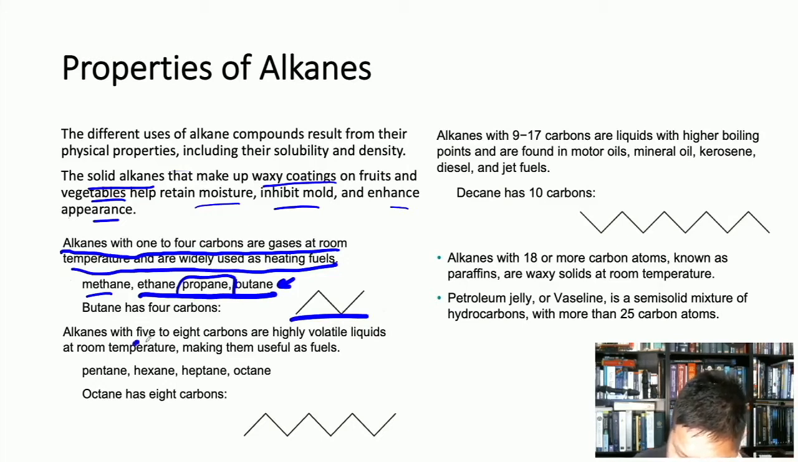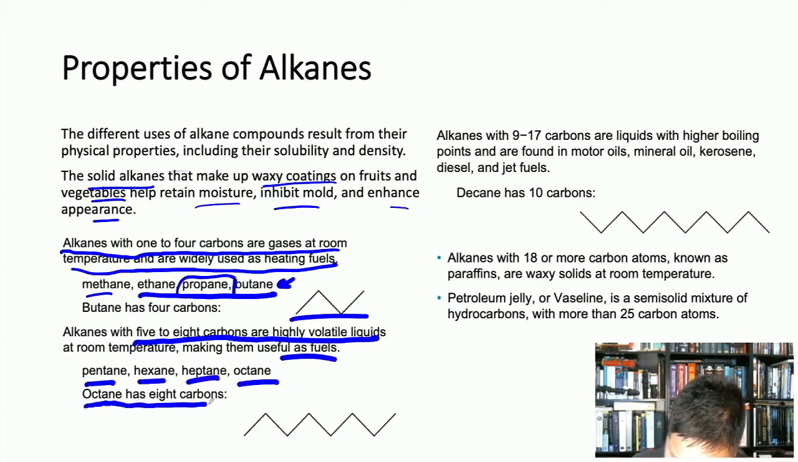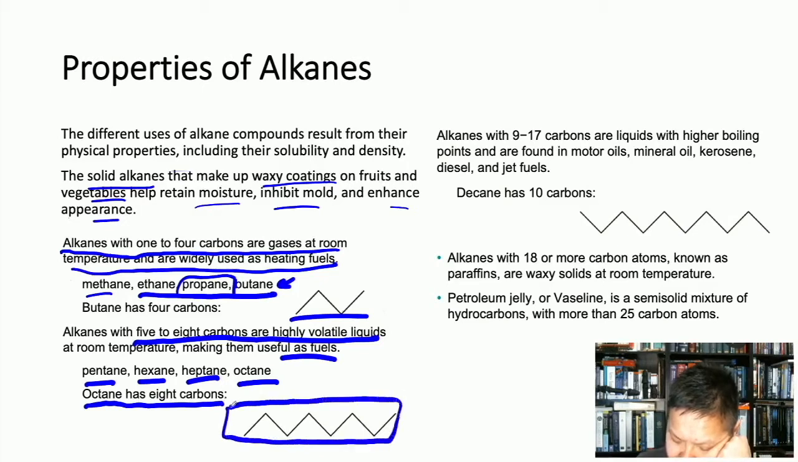Alkanes with 5 to 8 carbons are highly volatile, but they're liquids at room temperature. That makes them useful as just regular fuels, right? This is pentane, hexane, heptane, and octane. Interestingly enough, octane here has 8 carbons, but what is gasoline made of? Well, the gasoline that we put in our cars is actually known as isooctane, right? So it's an isomer of octane that's branched, right?